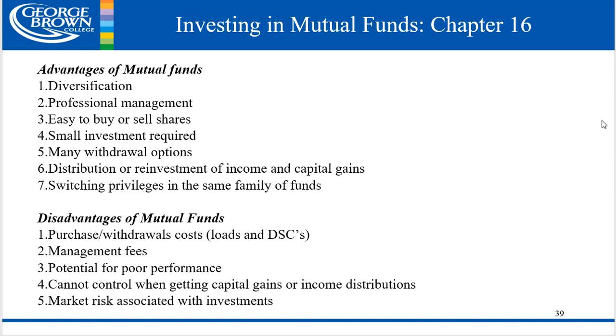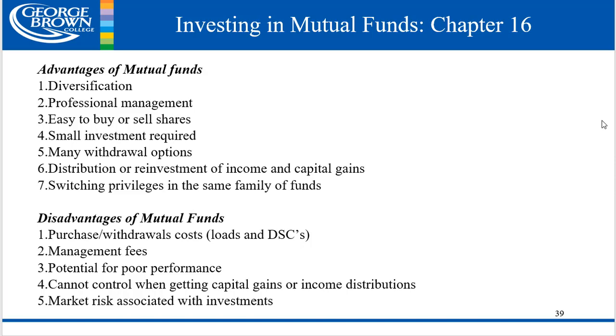So again, I'm not going to cover all the points in Chapter 16 on mutual funds. This is the second to last slide, and the last slide containing information from the notes. And it is just the advantages and disadvantages of mutual funds. Anytime you see lists like this, 7 advantages and 5 disadvantages, you know that that makes for an excellent short answer question. Okay, so I would make a flashcard for this and memorize it. Anyhow, the advantages of mutual funds: number 1, diversification; 2, professional management; 3, easy to buy and sell shares; 4, small investment is required.